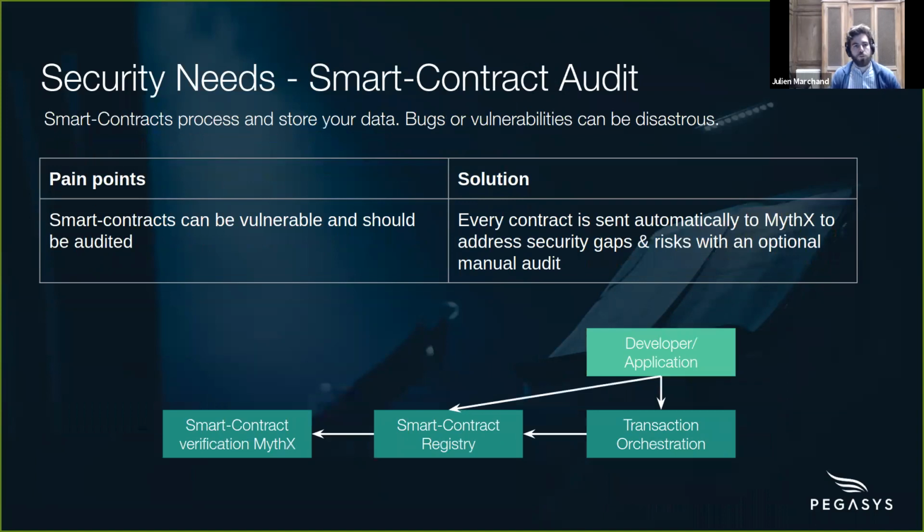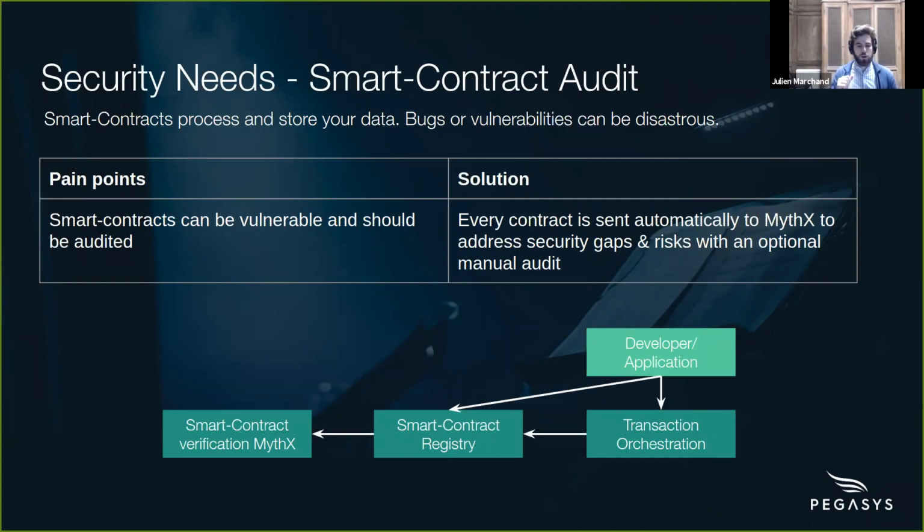So let's move on to the second section of the security. Of course, you perfectly know that the smart contracts are processing your data, and that they will store your data and the data of your users. And you need to make sure that there are no bugs or vulnerabilities inside. So you need to make sure that they are properly audited every time they are used in your application.